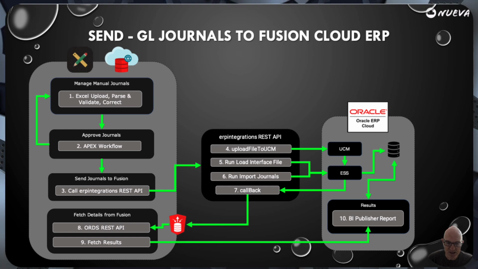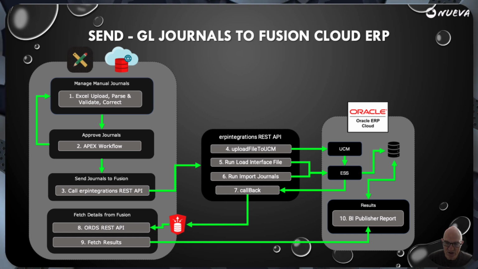So Fusion takes that base64 encoded zipped file and uploads it to a product called UCM, which is like a content management system. It then loads that file into the GL interface tables, runs the journal import, and then once the journal import is complete, processes the callback. So essentially calls that REST service we provided it, which is an ORDS REST API on our side.